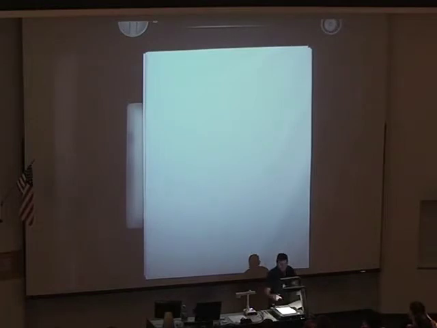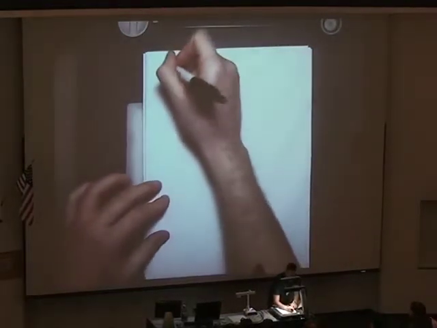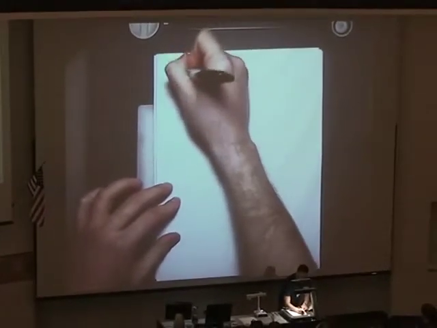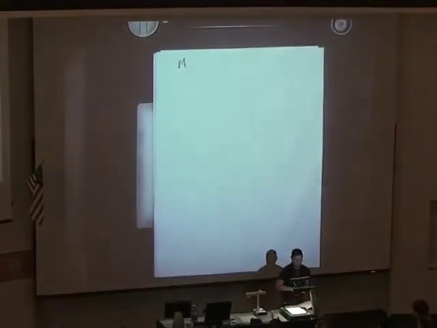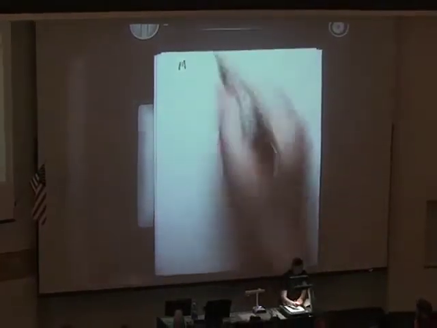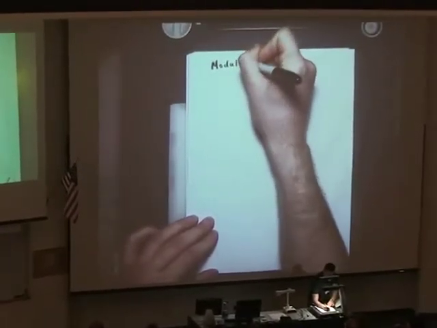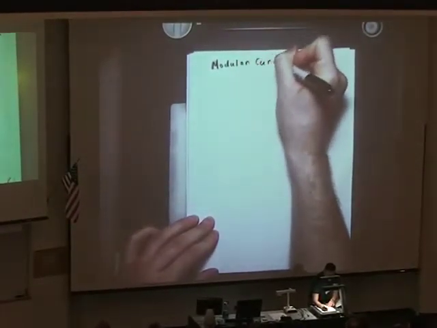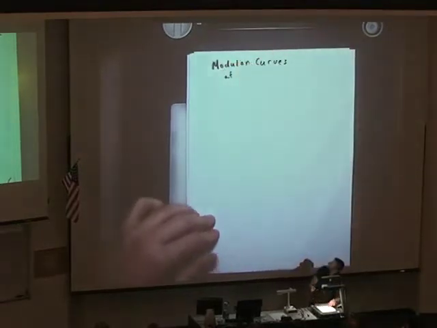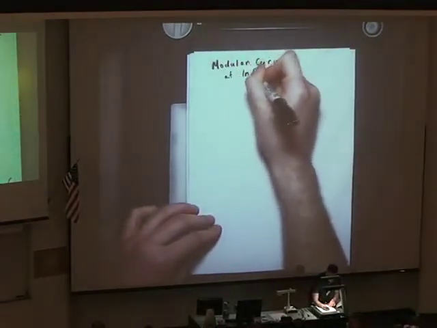Okay. So my lectures are called Modular Curves at Infinite Level. Oh, perfect. Thank you, thank you. How does that look? Okay.